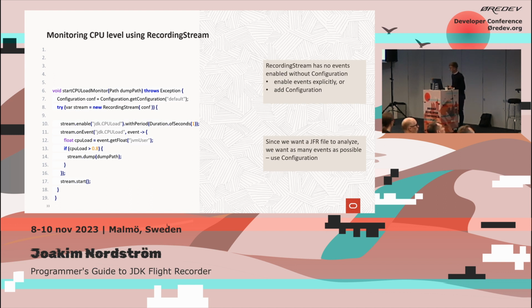But for this case, I will just pick up our default configuration and add that to the recording stream. So now we have a recording stream with the default configuration. And since I want my CPULoad event to appear every second, I add this enable and withPeriod. Then we have to start our stream. And that's basically it. So now when the CPU load goes above 0.8, we will get a JFR recording.